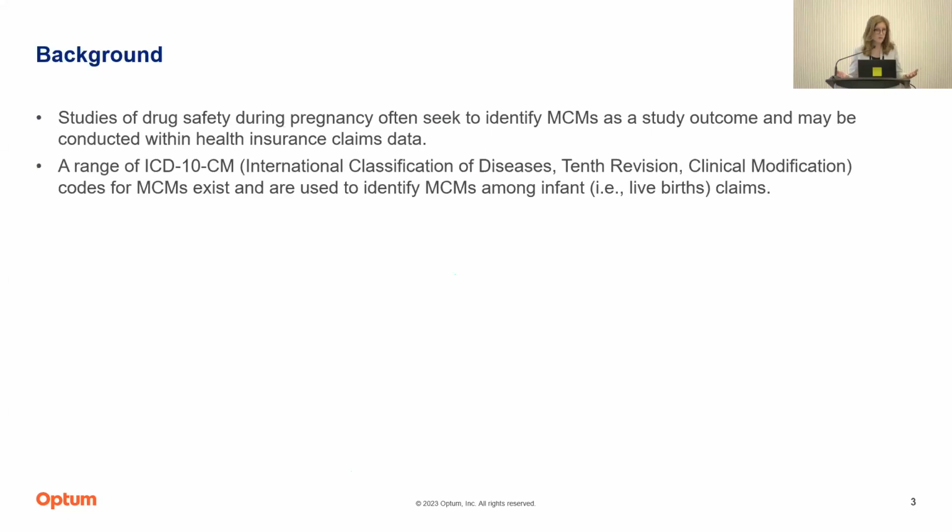So why are we interested in this? Well, as many of you know, studies of drug safety during pregnancy often seek to identify MCMs as a study outcome, often the main study outcome, and these can be conducted within the claims data. To ascertain MCMs within claims data, we typically search for ICD-10 diagnosis codes among infant live birth claims.